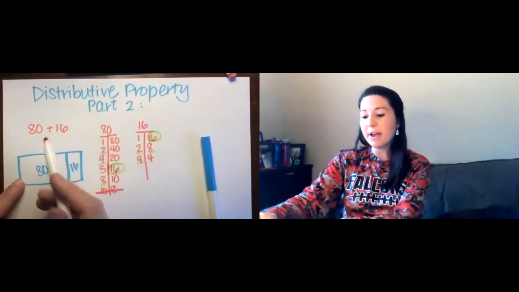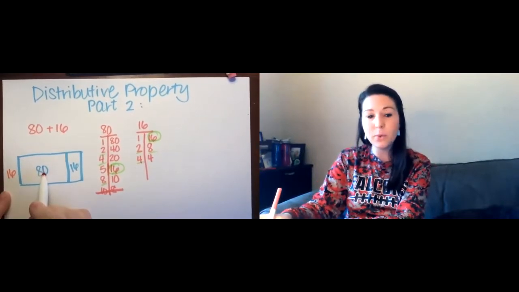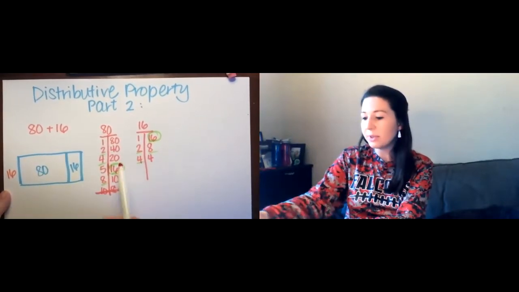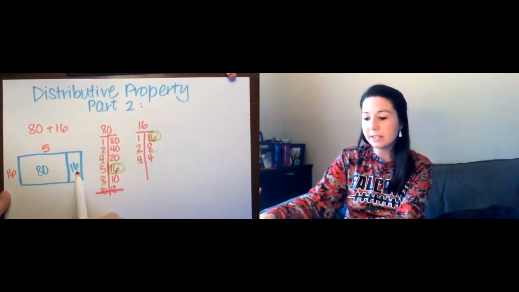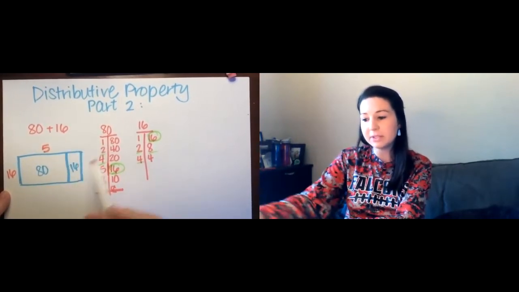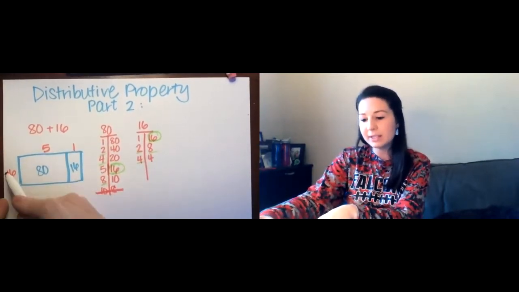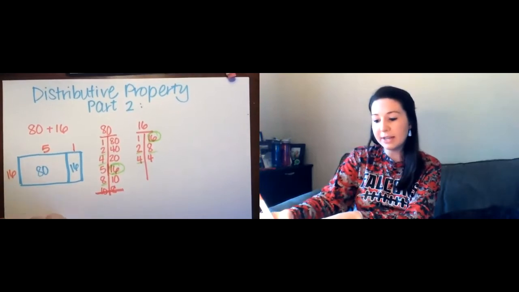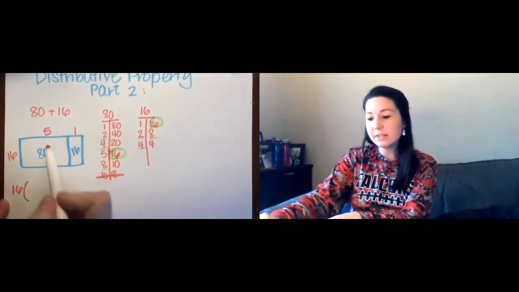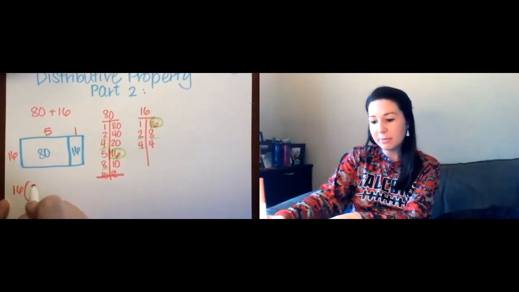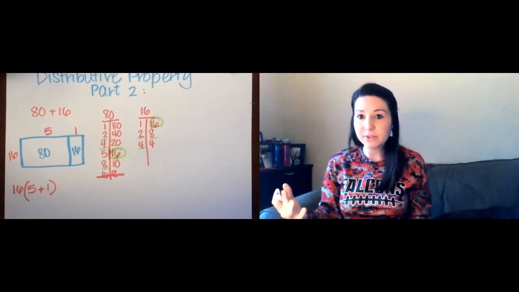So if I take out a factor of 16 here, 16 times what is going to give me 80? Well, that's where I look right here. 16 times 5 gives me 80, and then 16 times what up here is going to give me 16? Well, 16 times 1. So when I rewrite this, I'm going to rewrite it as a factor, so 16 is their common factor, times the sum of the other two factors. So that would be 5 plus 1. And then that's how I would rewrite it using the distributive property.